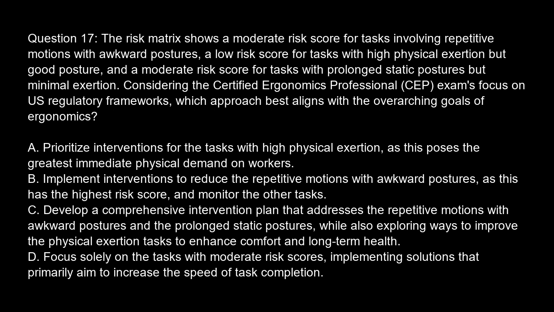Option A. Prioritize interventions for the tasks with high physical exertion, as this poses the greatest immediate physical demand on workers. Option B. Implement interventions to reduce the repetitive motions with awkward postures, as this has the highest risk score, and monitor the other tasks. Option C. Develop a comprehensive intervention plan that addresses the repetitive motions with awkward postures and the prolonged static postures, while also exploring ways to improve the physical exertion tasks to enhance comfort and long-term health. Option D. Focus solely on the tasks with moderate risk scores, implementing solutions that primarily aim to increase the speed of task completion.